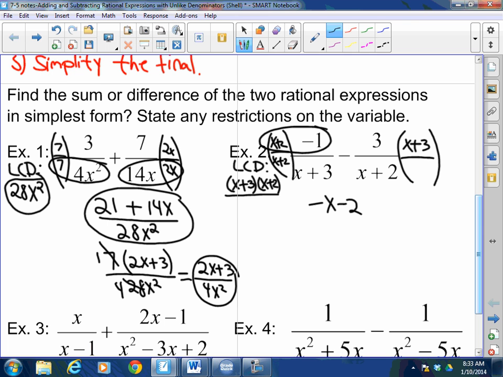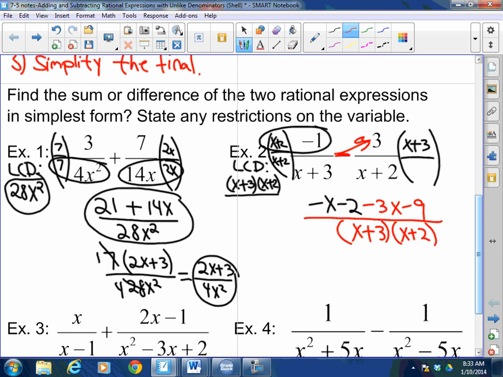Now, please pay attention here. Please, please. I'm going to do it in red. This negative is attached to that 3. So I'm really distributing a negative 3, so this becomes negative 3x minus 9. And all of it is over x plus 3 times x plus 2. Please take a second to focus and see what I did there. Please realize that that negative is attached to that 3. So I have to distribute a negative 3 to everything. Please be aware of that. And if you have any questions, please ask.